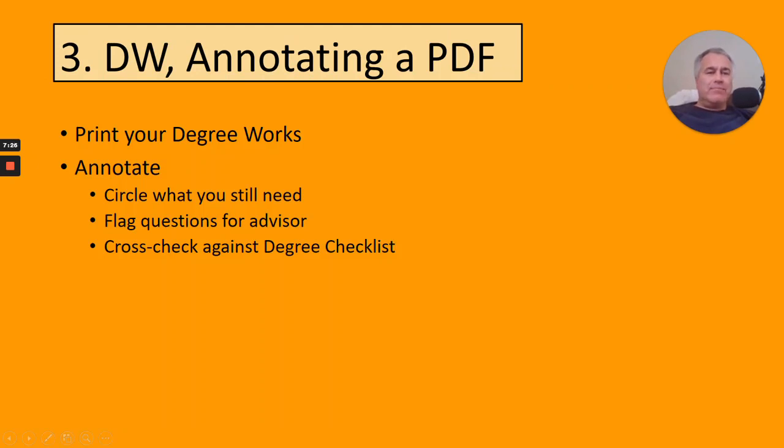Next, we're going to talk about getting your DegreeWorks analysis and then printing it out so you can manipulate it and work with it, and put questions on there, highlight things that you need to run down, etc. Two reasons you might want to do this. It can make it easier for you to communicate with your advisor. You'd say, hey, I'm not sure about this thing and this thing, and you could email it to them. It's also very helpful, I think, to have a record of it and to cross-check it against your degree checklist.